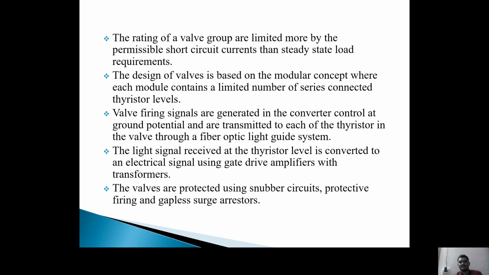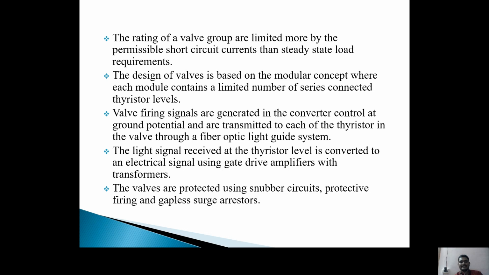The design of valves is based on the modular concept, where each module contains a limited number of series connected thyristor levels. The valve firing signals are generated in the converter control at ground potential and are transmitted to each of the thyristors in the valve through a fiber optic light guide system.